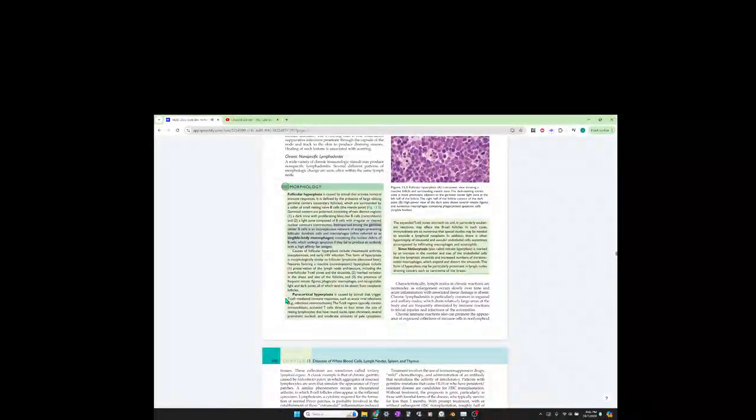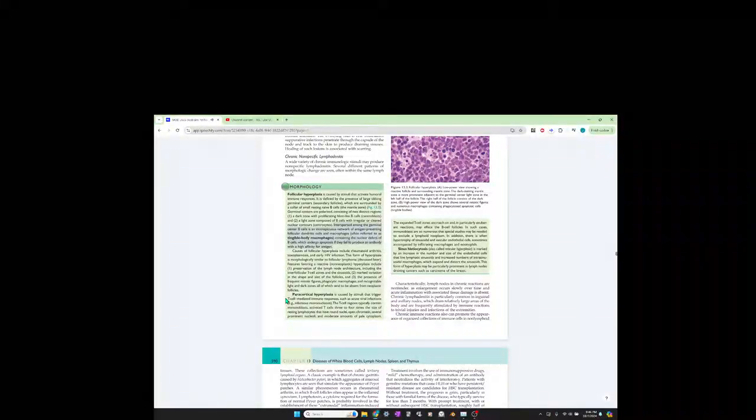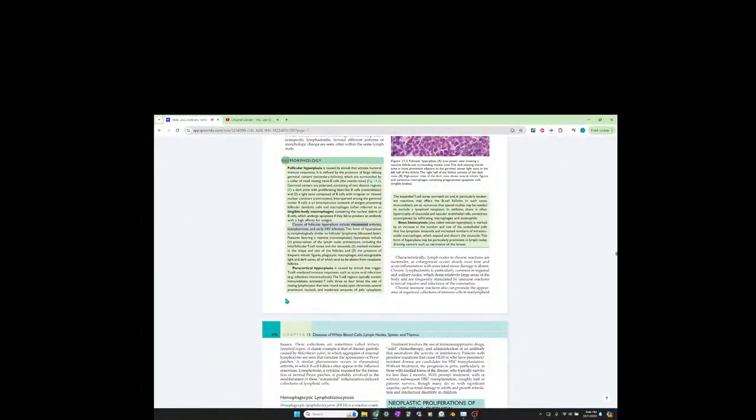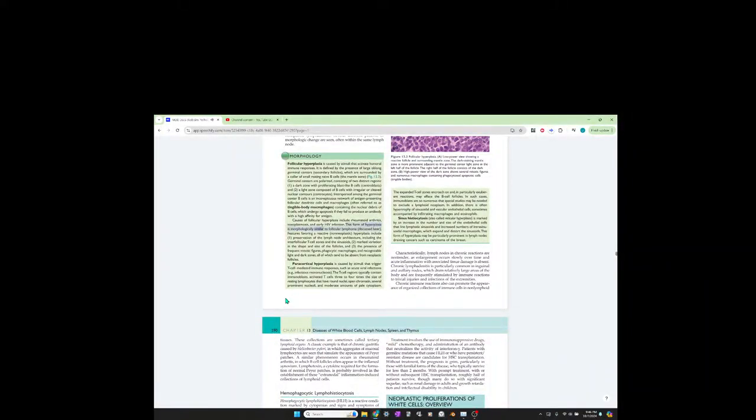Interspersed among the germinal center B cells is an inconspicuous network of antigen-presenting follicular dendritic cells and macrophages containing the nuclear debris of B cells, which undergo apoptosis if they fail to produce an antibody with a high affinity for antigen. Causes of follicular hyperplasia include rheumatoid arthritis, toxoplasmosis, and early HIV infection. This form of hyperplasia is morphologically similar to follicular lymphoma.